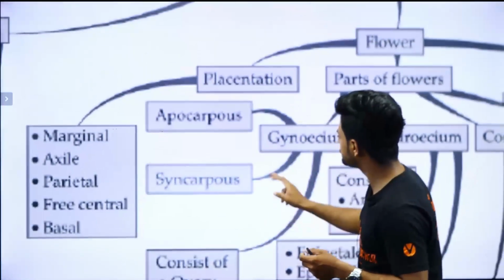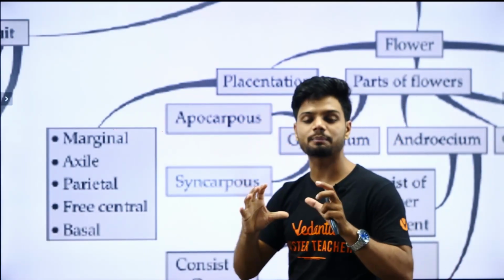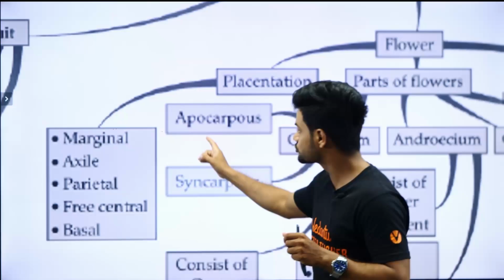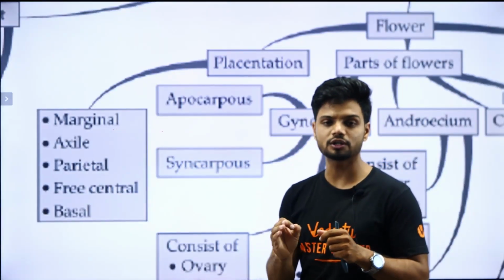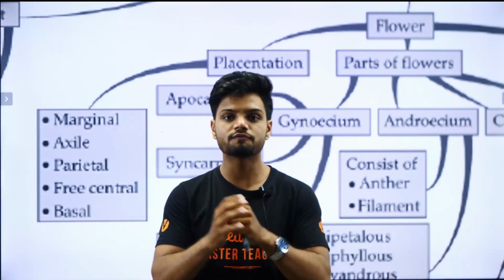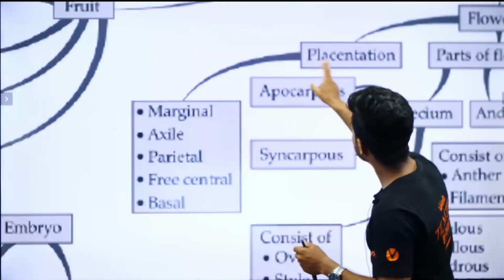Then we have the classification of gynoecium, called apocarpous condition, in which the carpels are completely free. Example is lotus and rose. We have syncarpous condition, in which the carpels are completely fused. Example is tomato. Then we have the placentation.